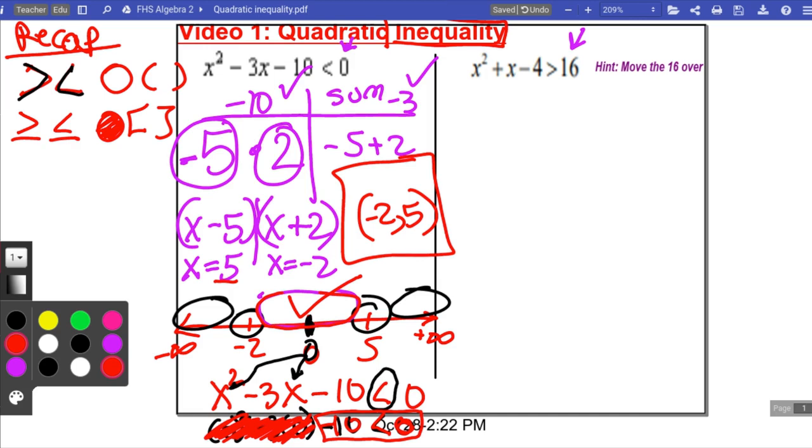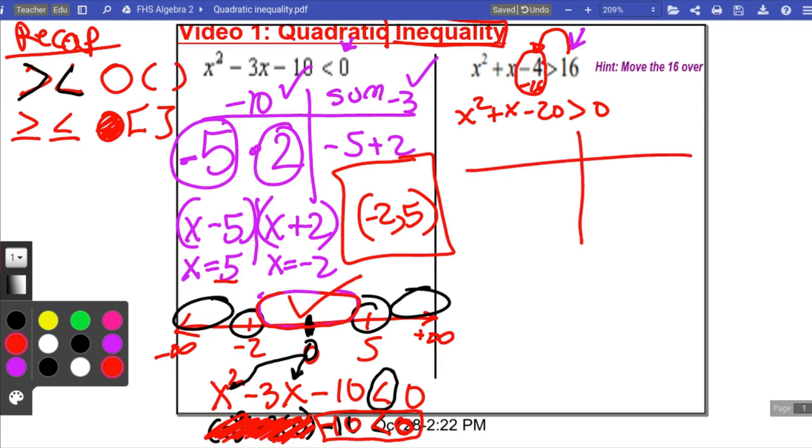All right, let's try the second one. If that didn't make sense, you can always rewatch this. Like I said earlier, the 16 needs to be a 0, so I need to move it over. When you move it over, you're subtracting the 16. So it becomes minus 16 here, which makes -20. Now rewrite the whole thing. Now let's find two numbers that multiply to -20 but sum to 1.